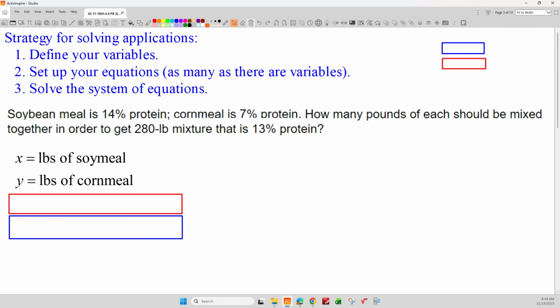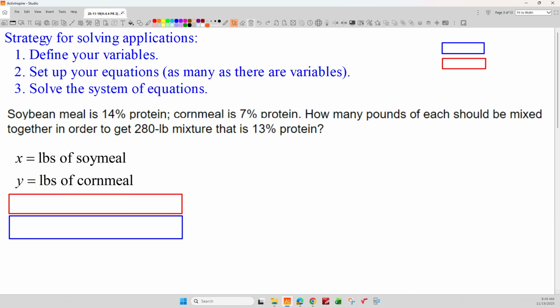Keep in mind, X is the number of pounds of soy meal. Y is the number of pounds of cornmeal. So there's one pretty obvious equation there that's staring you in the face. Anybody see it? Yeah, good. You always look for an X plus Y equals equation, right? You always look for a sum of the variables if it's there, because that's the easy one. That's kind of the low-hanging fruit. What does X plus Y have to equal? 280, yeah, right?